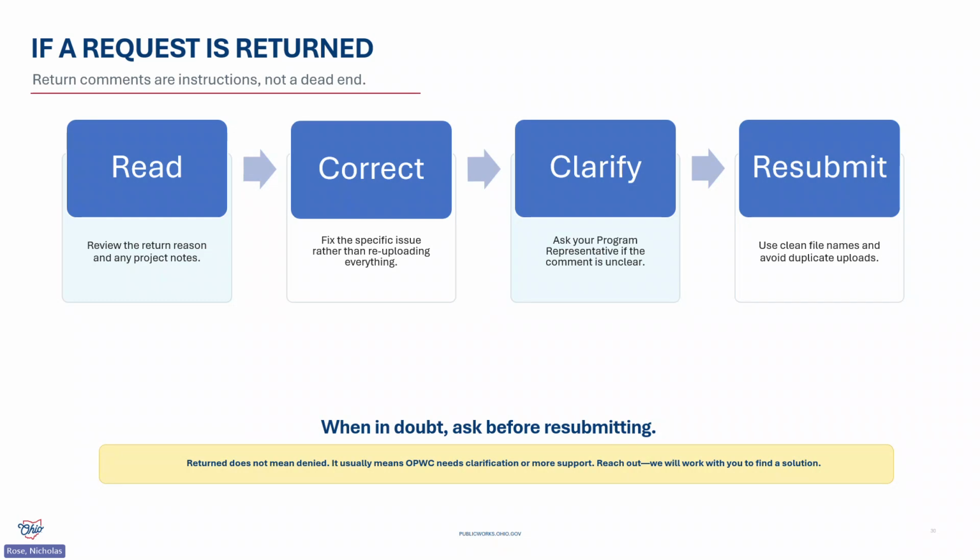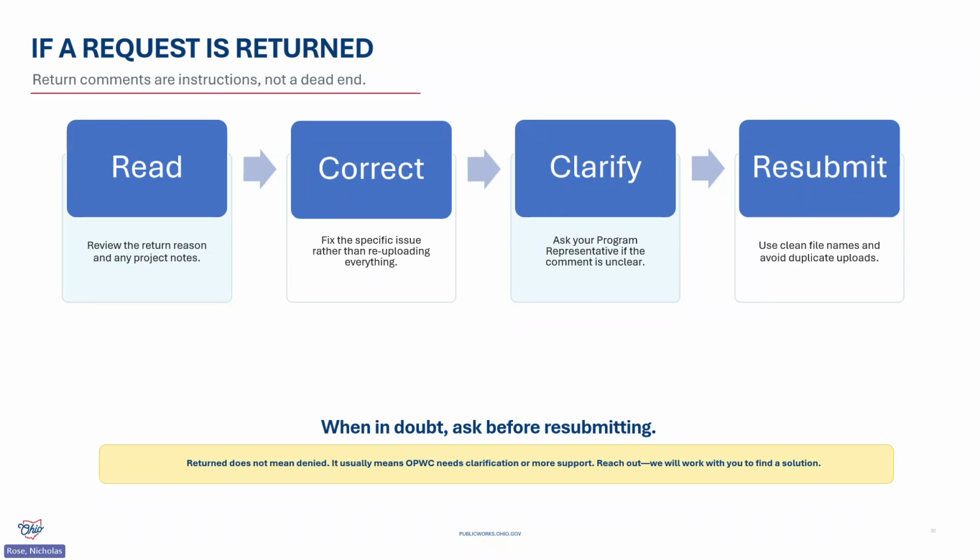So if a request is returned, it doesn't mean denied. In most cases, we just need clarification, a corrected document, or a little more support before we can finish that review. The basic process is pretty simple. Just read the return reason, correct the specific issue, then ask your program representative if anything is unclear, and then resubmit. You normally will not need to start over. Just fix the item we identified and then keep the record clean.